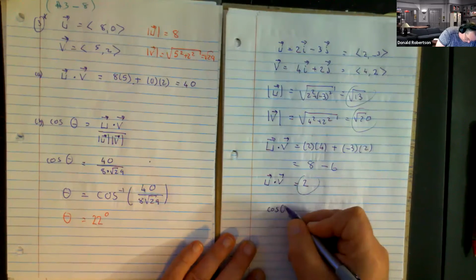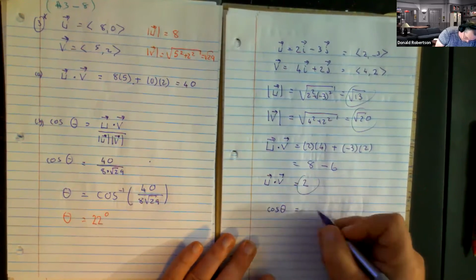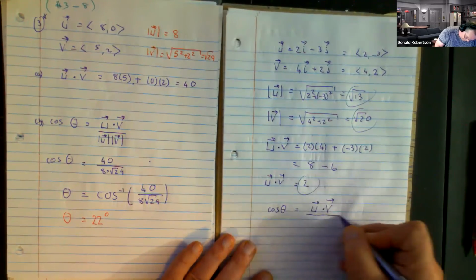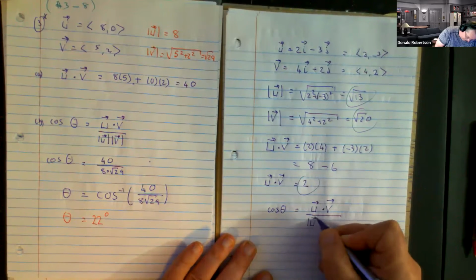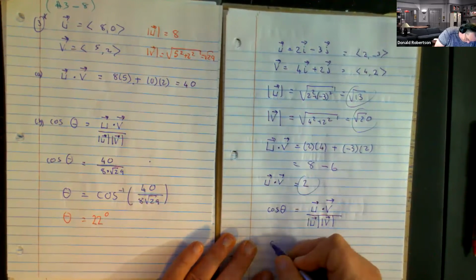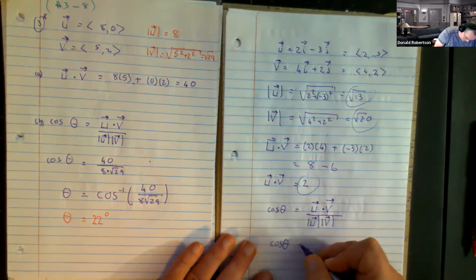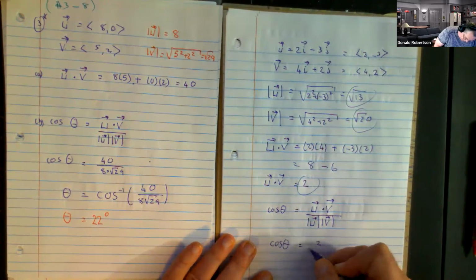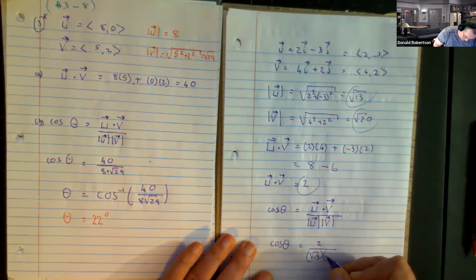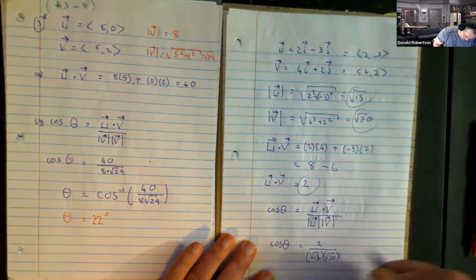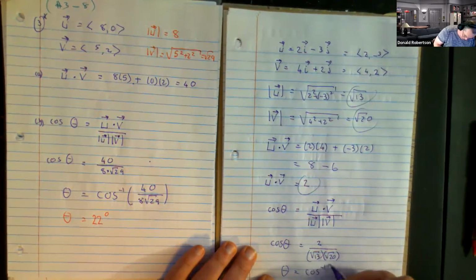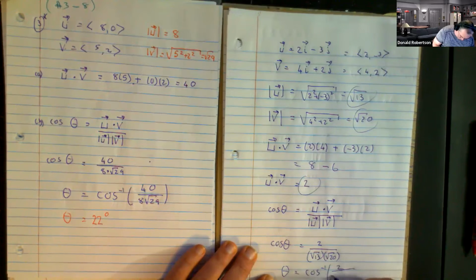So the dot product says the cosine of the angle is the dot product divided by the 2 magnitudes. So this is going to be 2 over the square root of 13 times the square root of 20. And so the inverse cosine of that, and we're done.